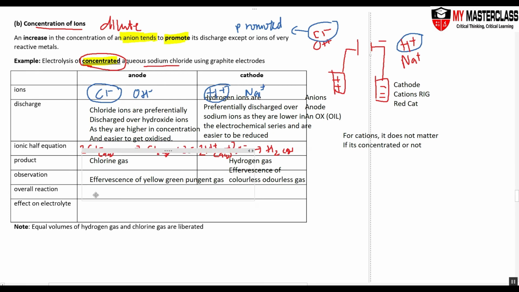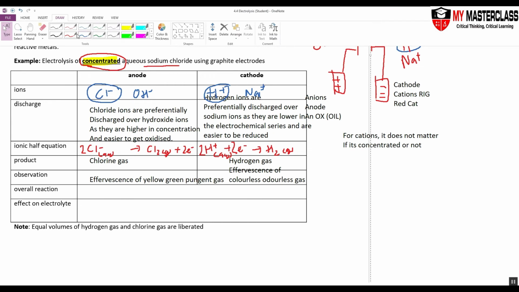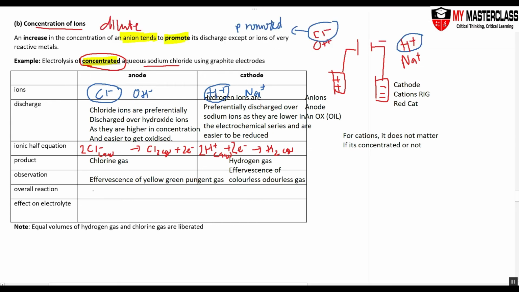Okay, overall reaction means balance out your half equation. So it's just H plus and Cl minus. Now I am breaking HCl aqueous, giving you Cl2 gas plus H2 gas. Your electrons on both sides will even out.